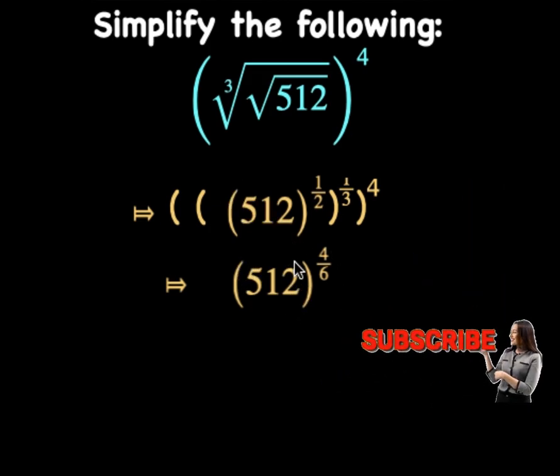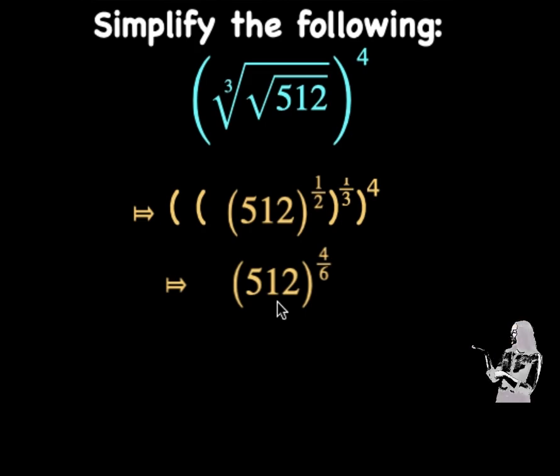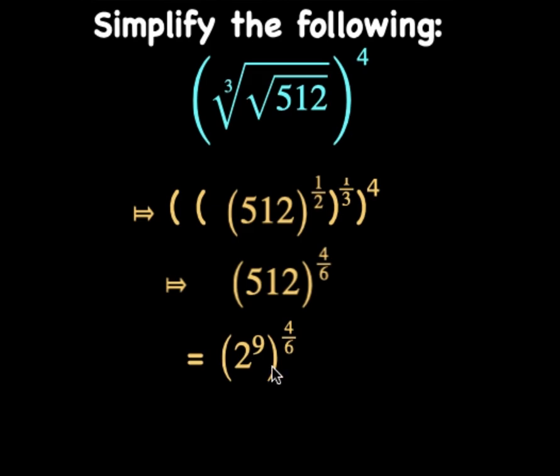Next step is to rewrite this in index form, which is 2 raised to power 9. So we have 2 raised to power 9, all raised to power 4 over 6. There are common factors, so we can cancel out. What we are left with is 3 times 2, which is 6. Now, the whole expression becomes 2 raised to power 6.